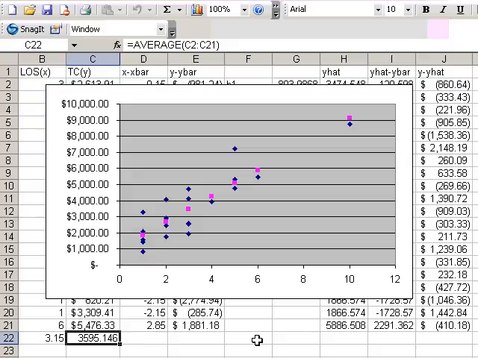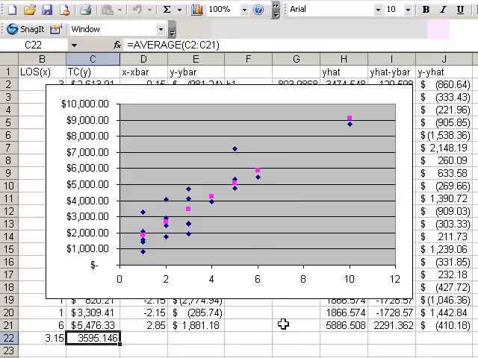The sums of squares due to regression is the difference between each pink dot and the mean for total charges. And finally, the error sums of squares is the difference between the blue dot and the pink dot. In each case, the blue dot and the pink dot, another blue dot and the same pink dot.